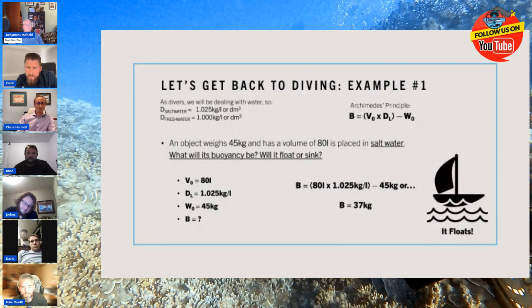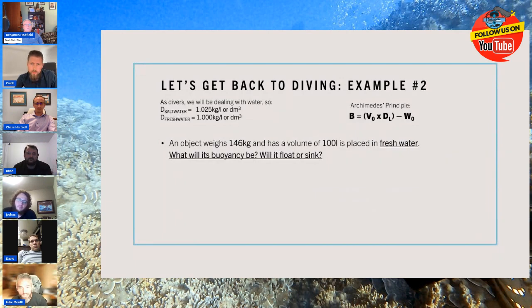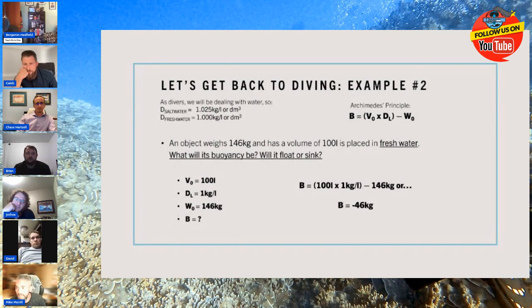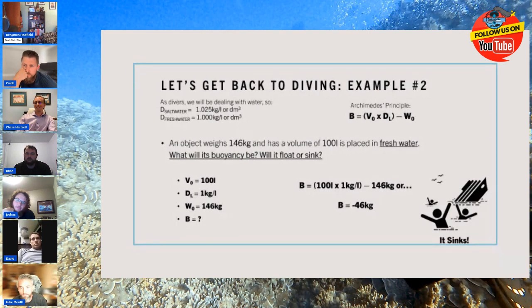So we'll go back to one more example. Same Archimedes principle. This object weighs 146 kilograms, has a volume of 100 liters, but it's in fresh water. What will its buoyancy be? It's going to be negative 46. That is correct. And will it sink or float? It's going to sink. That is correct. It sinks.